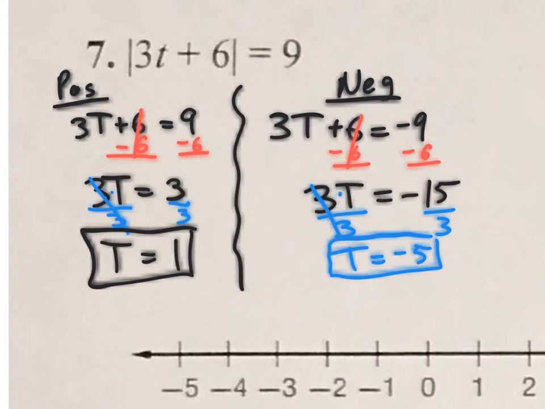And of course, let's plot the points, even though I'm not going to ask you to do this on the test. Negative 5 and 1.